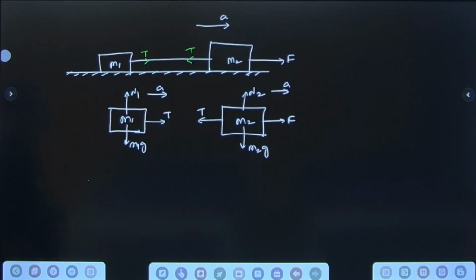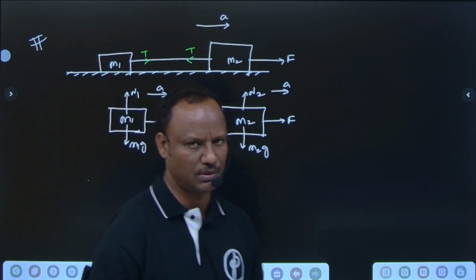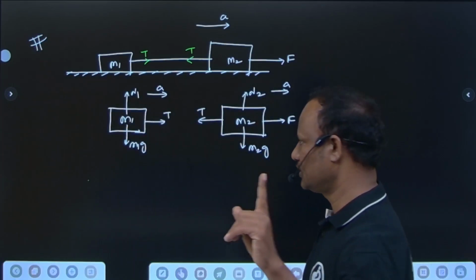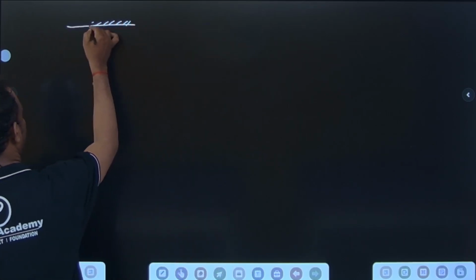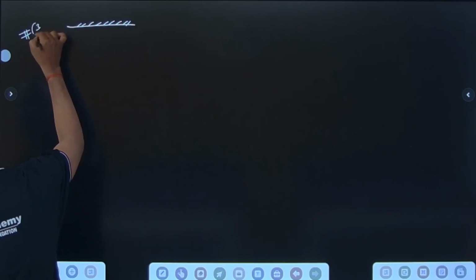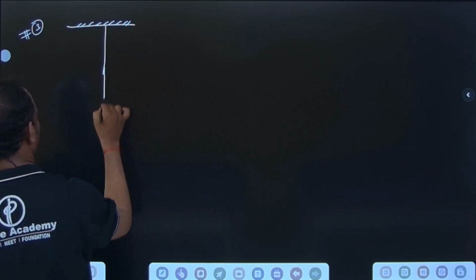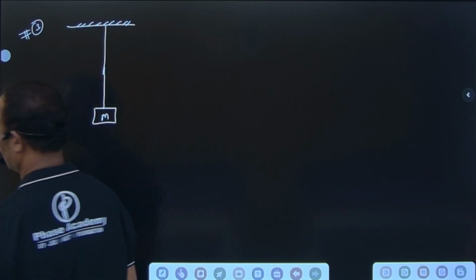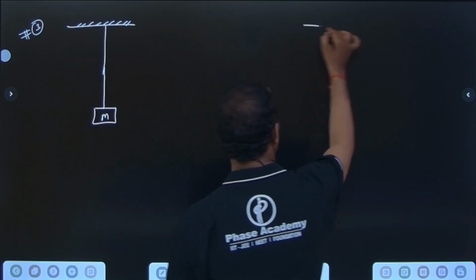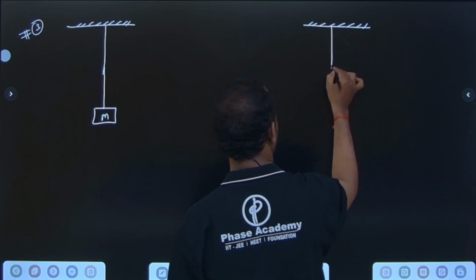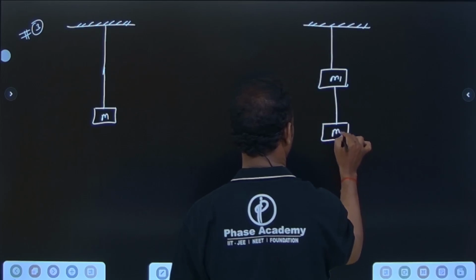Next, this is the second example. How can I approach the problem solving? One string, this is a fixed position. It's the third example I am moving to. Here a mass m is suspended, and next to it, mass m1 next to mass m2. Let it be just this.